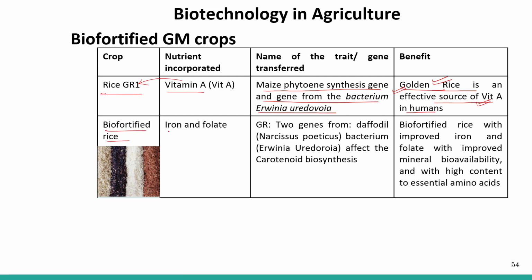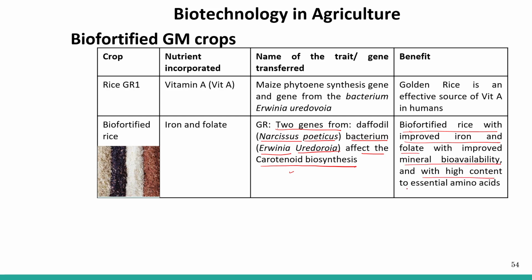Biofortified rice, iron and folate. Two genes from the daffodil, Narcissus poeticus, and a bacterium called Erwinia uredovora, affect carotenoid biosynthesis in the rice. So now this biofortified rice has improved iron and folate, improved mineral bioavailability and a high content of essential amino acids. So two things have been introduced in this biofortified rice, that is iron and folate, right?